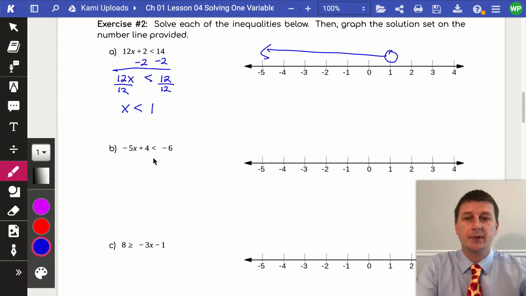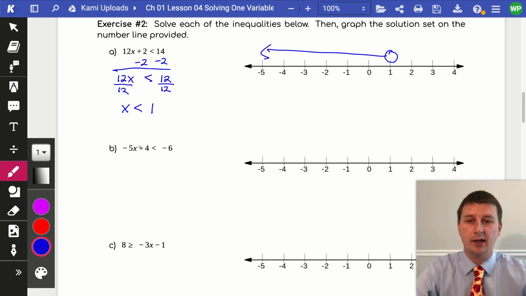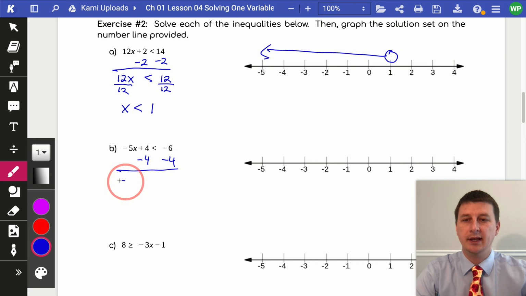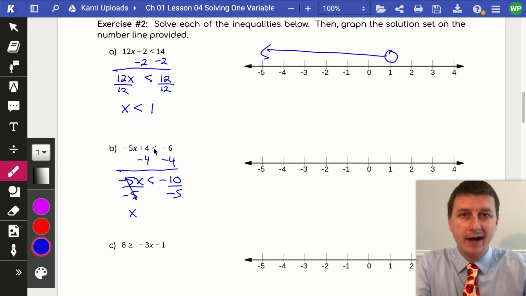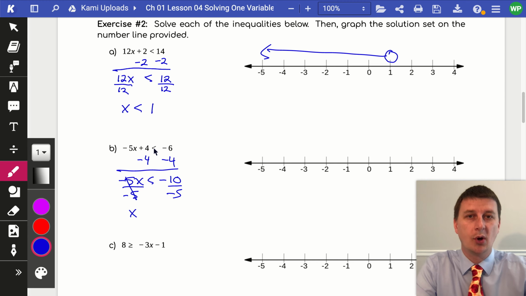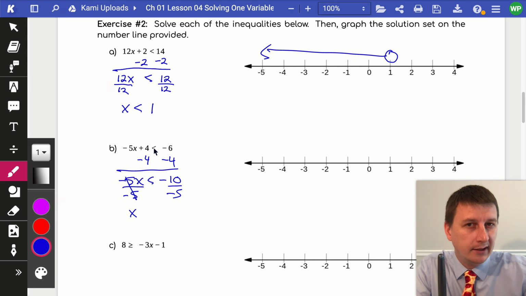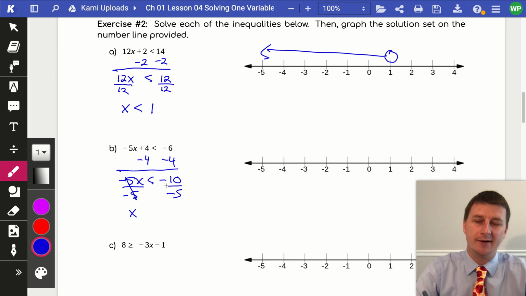On part B, we're going to isolate this x variable right here by subtracting 4 again. And we'll be left with negative 5x is less than negative 10. Our next step is going to be divide by negative 5, and this is where we want to pay close attention because we just divided by a negative number. And when we divide by a negative number, we want to make sure we do something. What was that again? Yes, we want to flip the inequality.